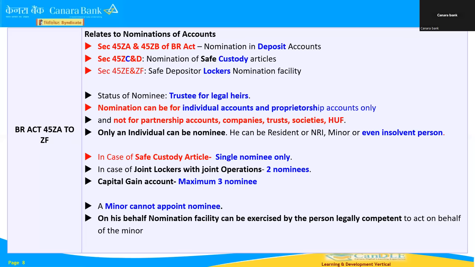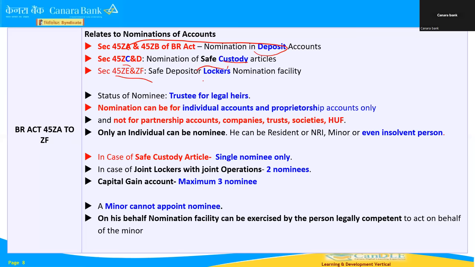You have to remember all these six sections in such a way that in the examination, if the examiner asks you, you should be able to answer. That is the purpose I told. First is deposit, second is safe custody, and third is lockers. Three types of nominations we took. So first one is deposit, A and B. C means custody. Remember like this. E and F is lockers. This is how you have to remember.